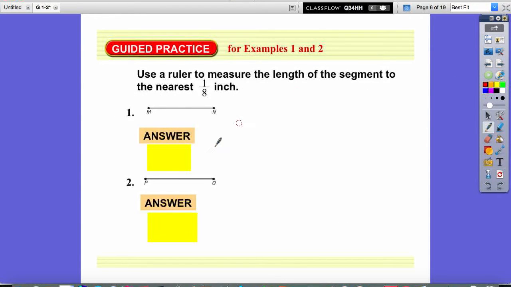So we're going to actually take the ruler, measure in your book. I'm not going to measure up here because this is distorted. But if you measure line segment MN in your book, it's about 1 5/8 inches. And line segment PQ in your book is 1 3/8 inches.